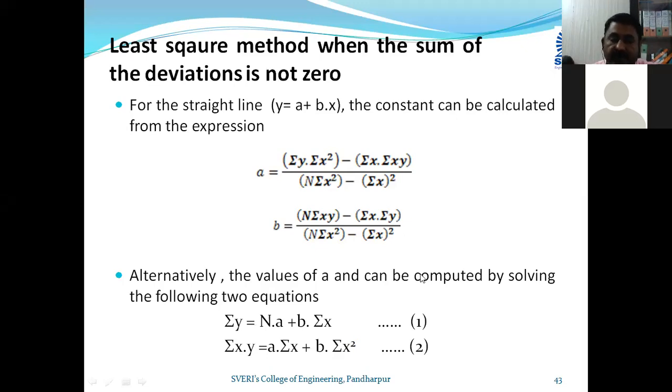Okay, so now the methodology will be the same. We will calculate summation x, summation y, summation x square, summation xy, and n also, based on the table. So the same methodology we will follow, but what is the change here, friends? The change is only in the equation for a and b.